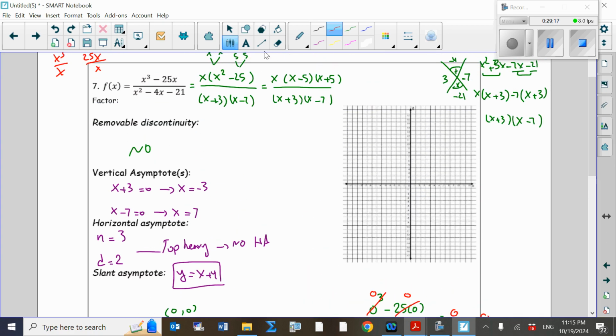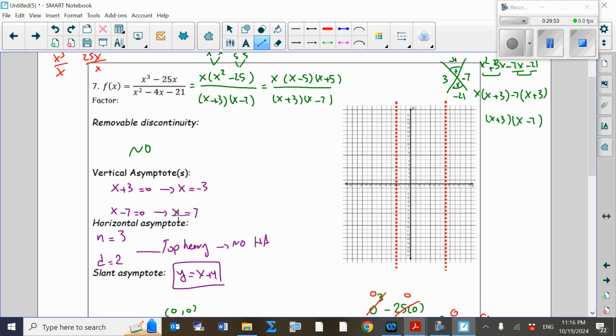We have a vertical asymptote at negative 3. So here at negative 3, we have a vertical asymptote. And then we have another vertical asymptote at x equal to 7. So 1, 2, 3, 4, 5, 6, 7 here. This is the other vertical asymptote.